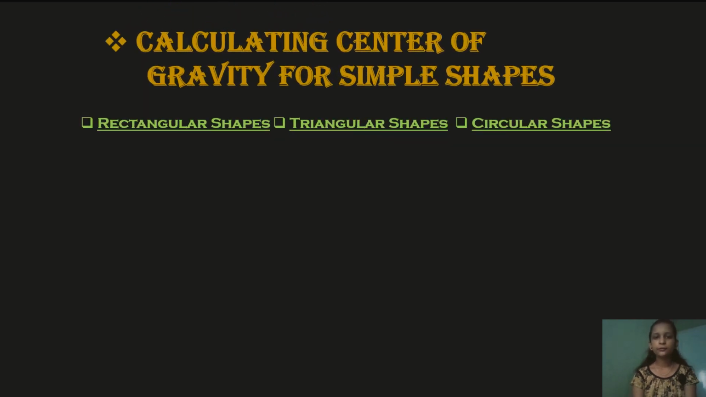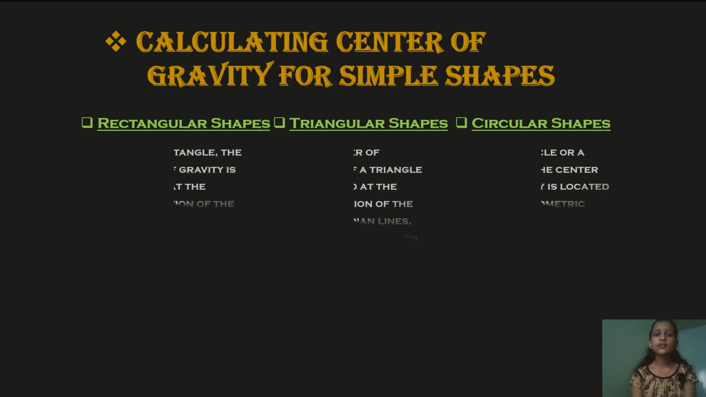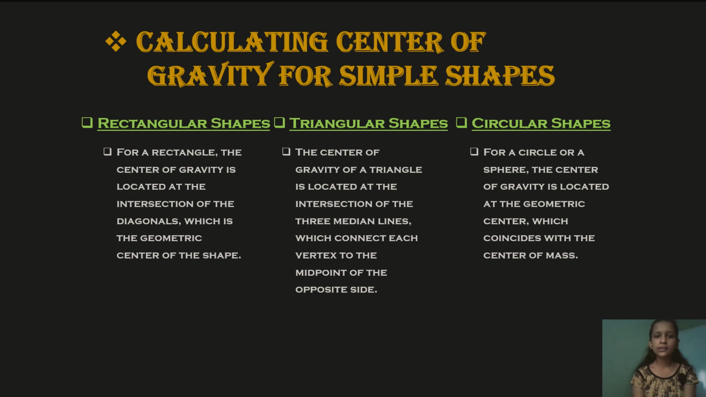Calculating center of gravity for simple shapes. Rectangular shapes, triangular shapes, and circular shapes are the best examples of simple shapes. So there are some ways for the calculation of center of gravity for these shapes. For a rectangle, the center of gravity is located at the intersection of the diagonals, which is the geometric center of that particular shape. For triangular shapes, the center of gravity of a triangle is located at the intersection of the three median lines, which connect each vertex to the midpoint of the opposite side.